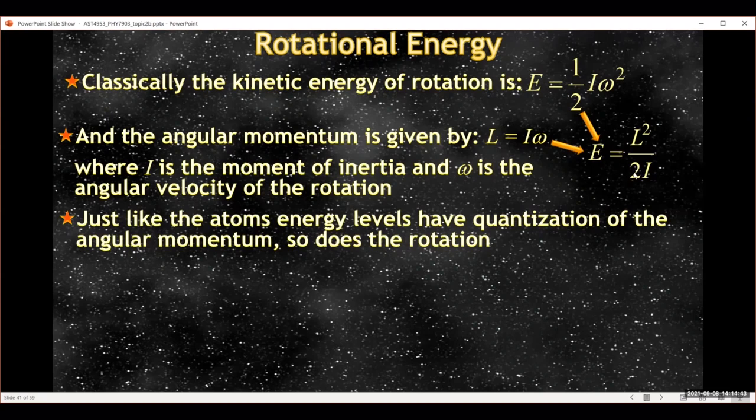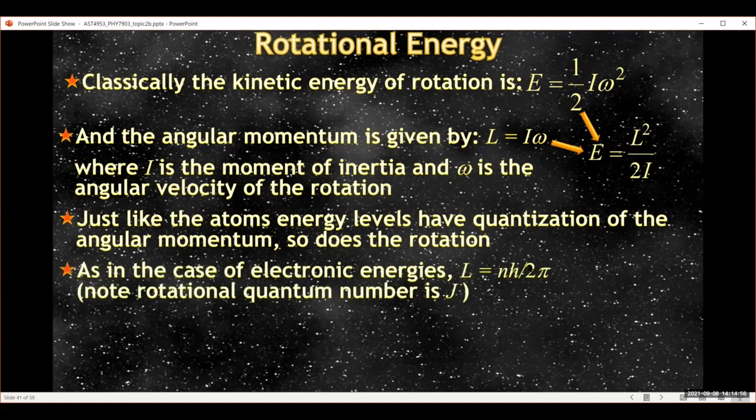But as I said, this is just like with the Bohr atom, where we've got angular momentum for the electrons. We're basically going to say there are only certain angular momentums that are allowed. Taking exactly the same idea, we're setting the angular momentum equal to nh over 2 pi, or n h bar, where n is the energy level. And remember that in this case, for rotational quantum numbers, we use the letter J.